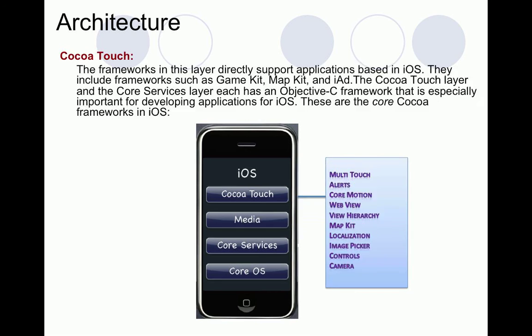So going on with it, from the name itself, you can identify that Core OS takes care of the core capabilities. Core Services goes into address book sort of things, and Cocoa Touch is the topmost layer where all your touch definitions are identified.